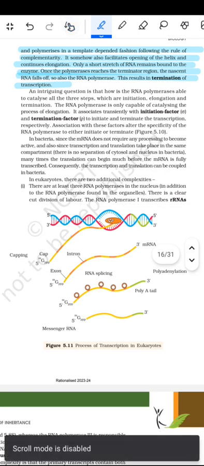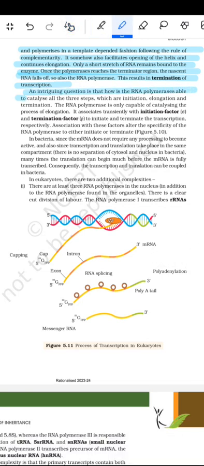इसके बाद इंसर्ट कहता है कि an intriguing question is that how is the RNA polymerase able to catalyze all the three steps, which are initiation, elongation and termination. The RNA polymerase is only capable of catalyzing the process of elongation. It associates transiently with the initiation factor sigma and the termination factor rho to initiate and terminate the transcription respectively. Association with these factors alters the specificity of the RNA polymerase to either initiate or terminate.